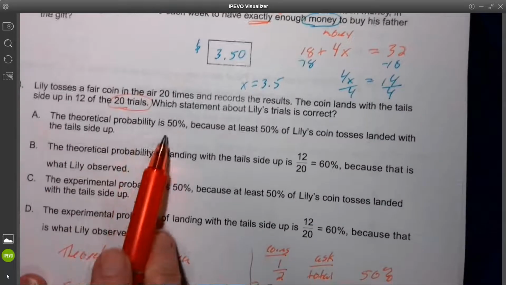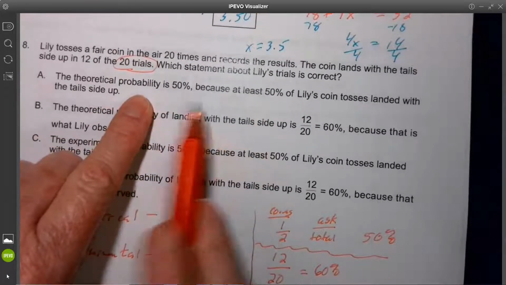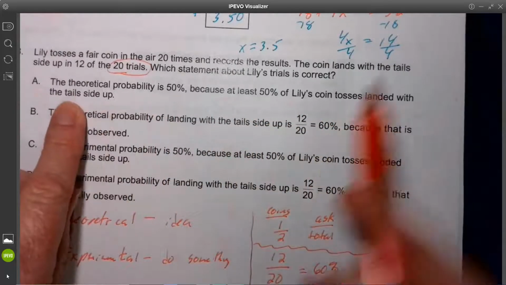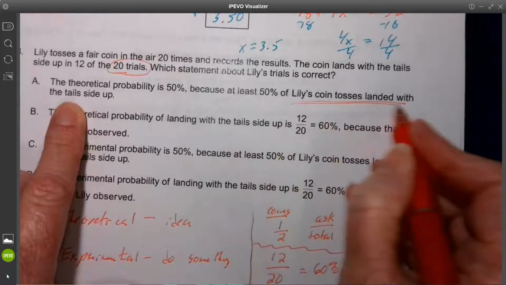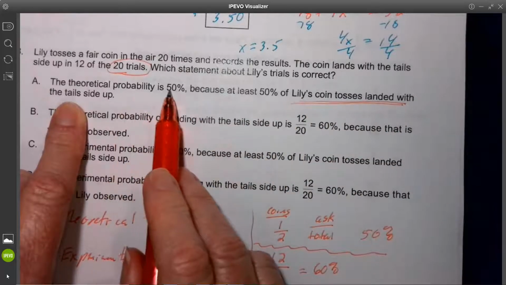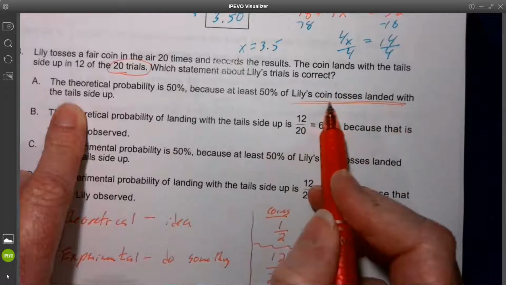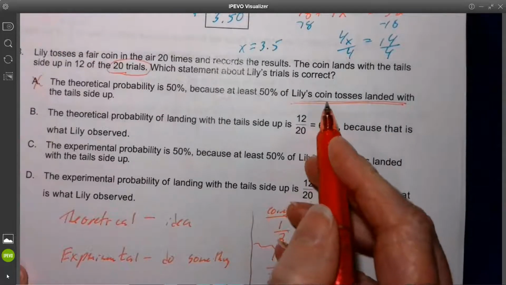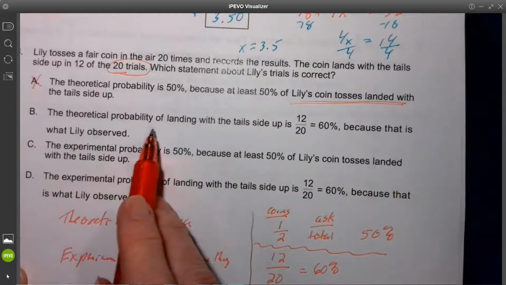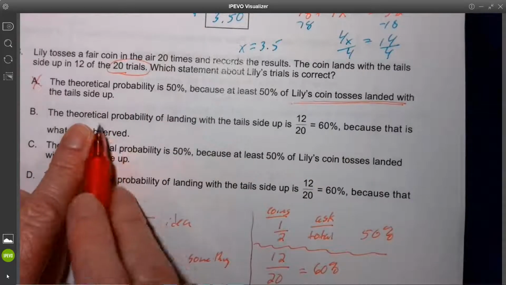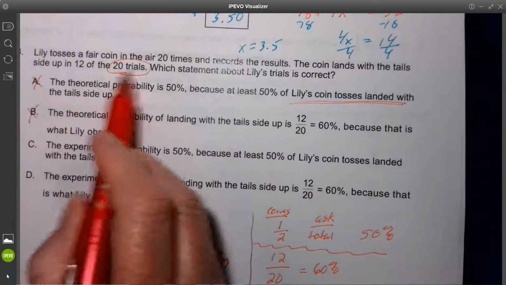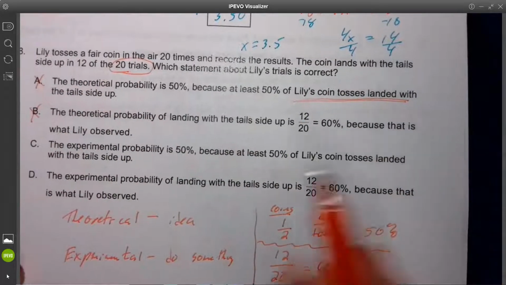So look at this. The theoretical probability is 50%. That is correct. But the reason behind it is not because at least 50% of Lily's coin tosses landed with the tails up. See how now they're going into experimental. That's the trick question. That one's almost mean because they're saying, yeah, it's 50%, which is correct. But then they say that she tosses. So that one cannot work because she's actually doing something. She's doing experimental probability. So we're not talking about theoretical. The theoretical probability, again, the idea, has to be 50% with coins. And they talk about 60%. Can't be that. And also, she did an experiment, so it can't be theoretical probability.